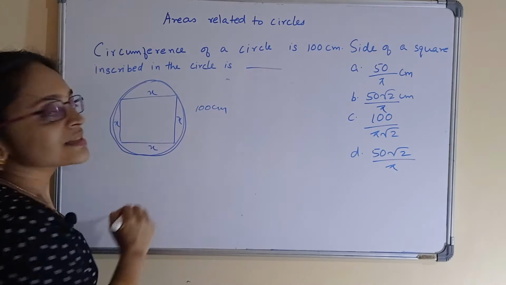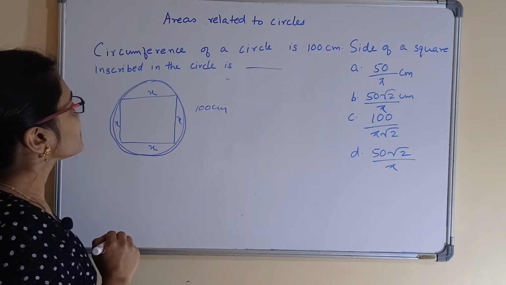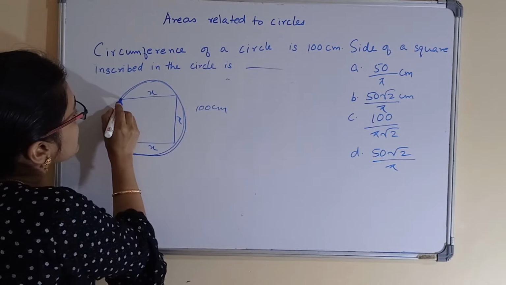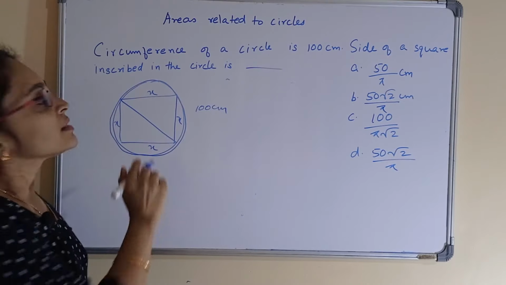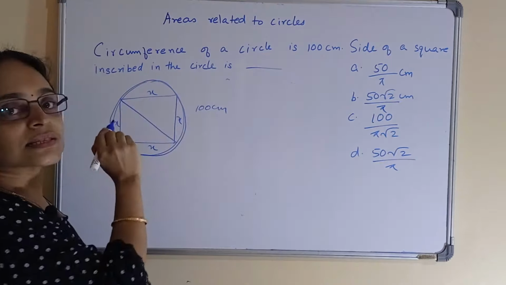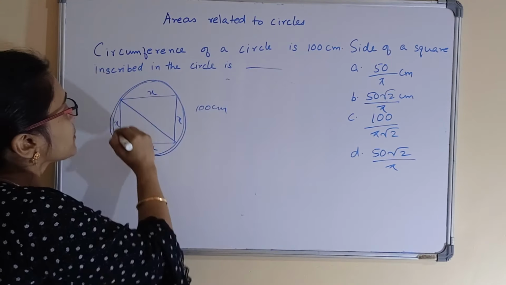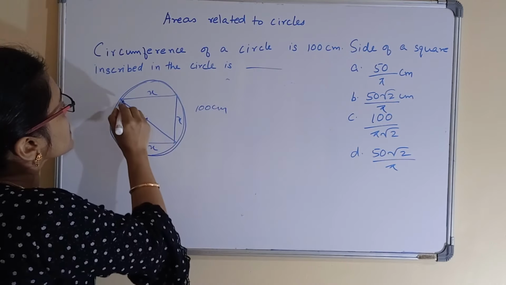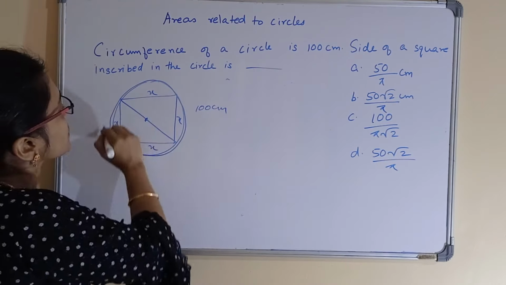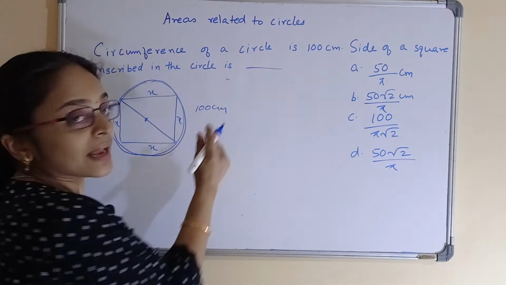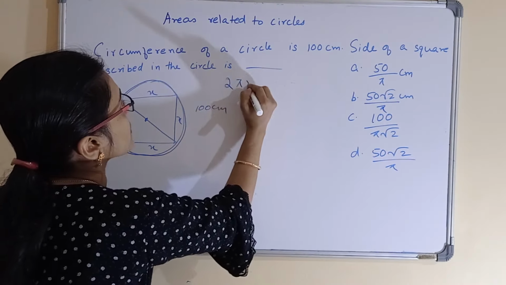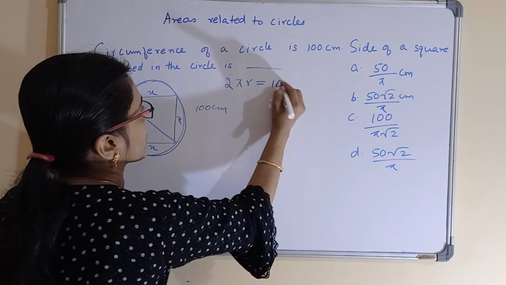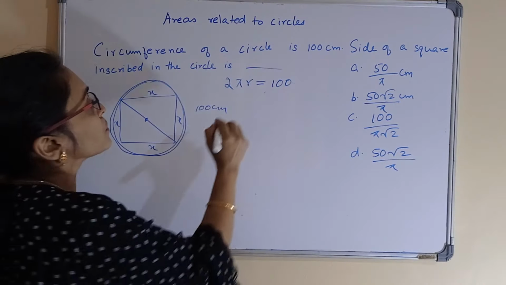So how will we find the side from this? The only thing from which we can find the side is this. That is, this diagonal of the square is equal to the diameter of the circle. That is, this will pass through the center of the circle. So this diagonal of the square is equal to the diameter of the circle. And we know that 2 pi r, that is circumference, is equal to 100.